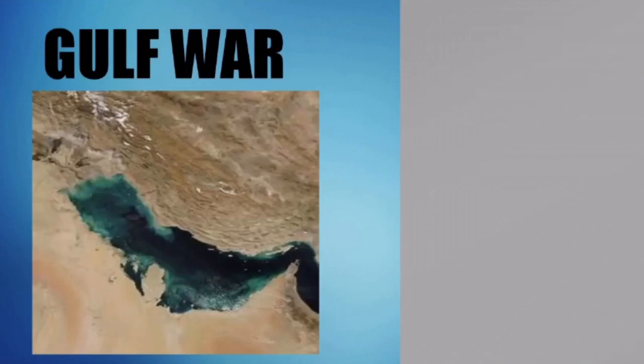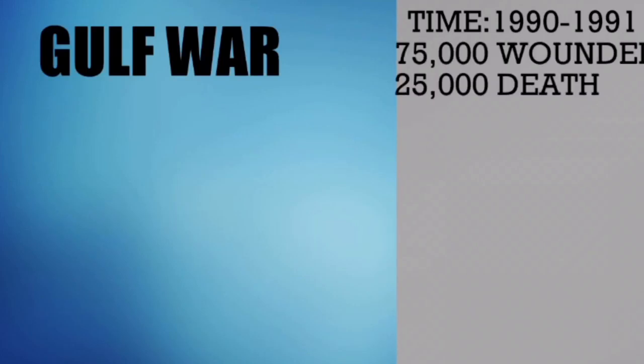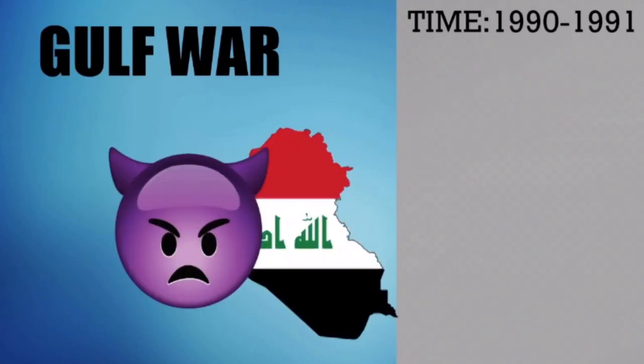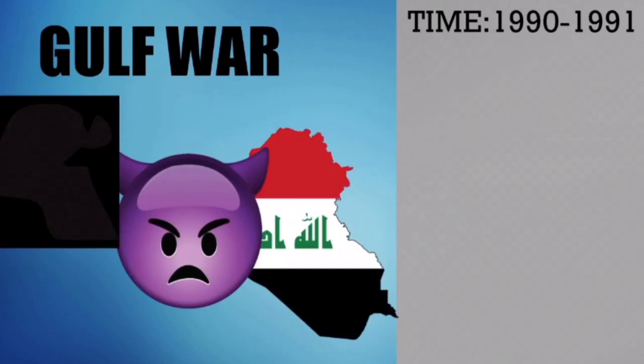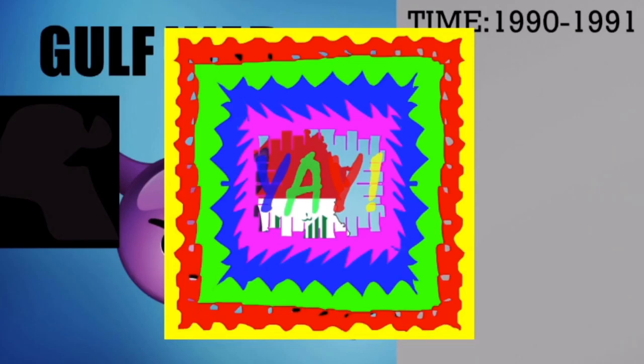Boom. The Gulf War happened in the Gulf, the Persian Gulf, to be specific. The time was 1990 to 1991, and the combatants include US, Kuwait, UK, Saudi Arabia, and Egypt against Iraq. The casualties include 75,000 wounded and 25,000 deaths. It was caused by the conflict between Iraq and coalition forces, Iraq's invasion of Kuwait, which led to Kuwait's independence. Yay! They ended up with a sweet victory. I love the Super Bowl.